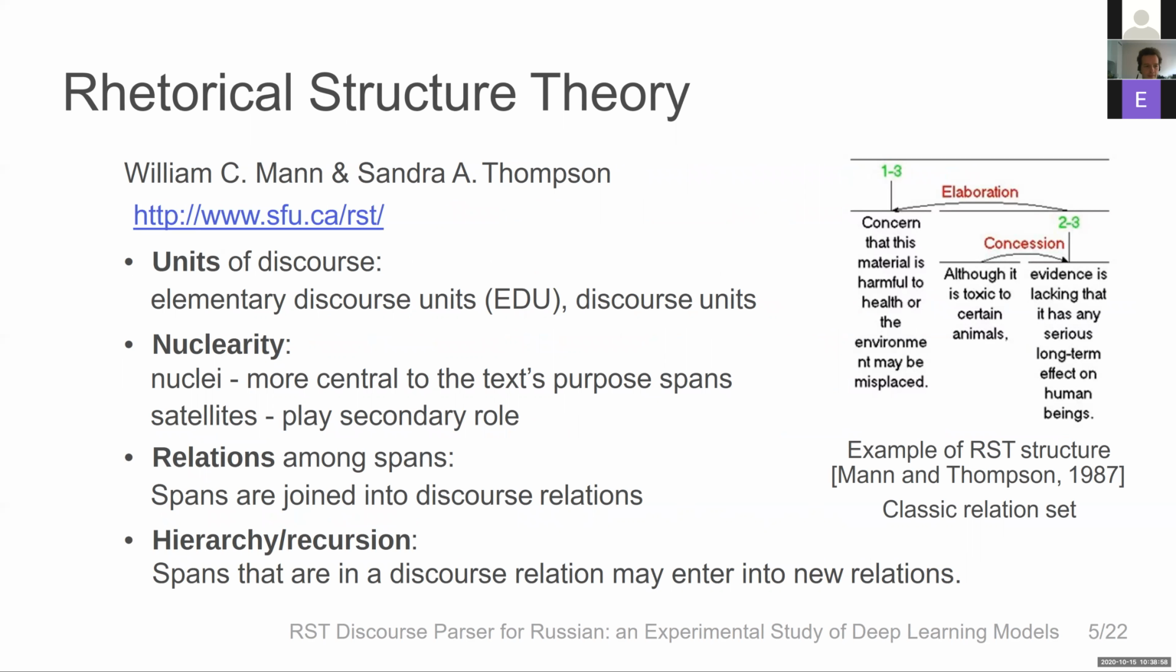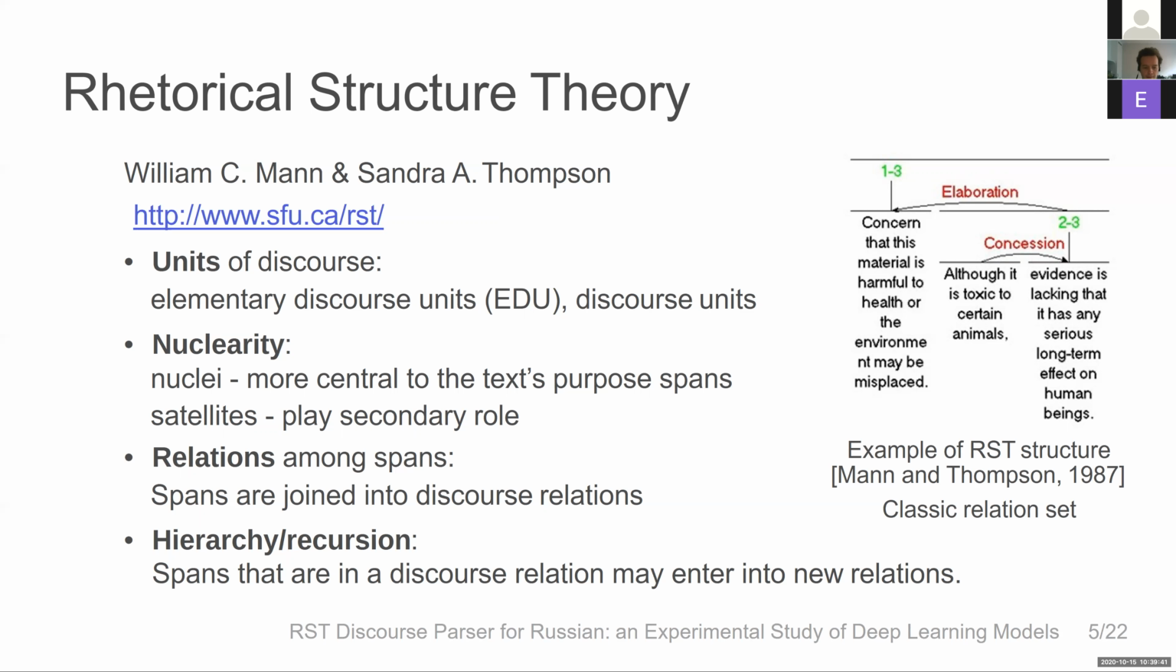The rhetorical structure theory was developed by Mann and Thompson. It represents the text as a constituency tree containing discourse or rhetorical relations between text segments, discourse units. These units can play different roles inside the relation. Nuclei contain more important information, while satellites give supplementary information. There are multi-nuclear relations, which are non-binary.